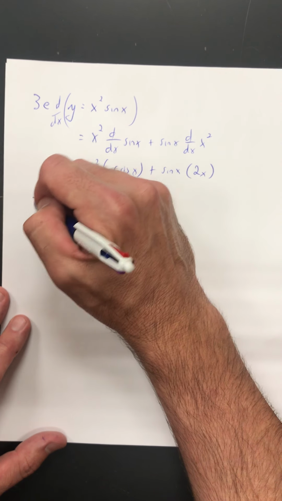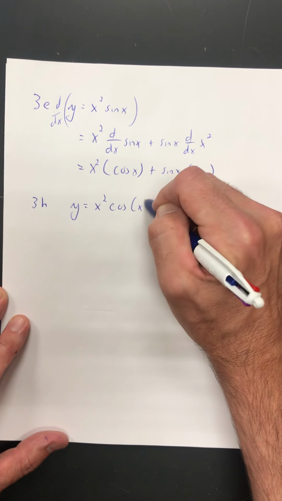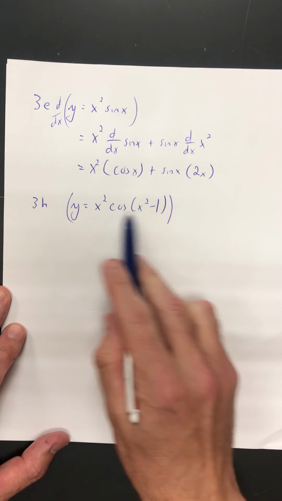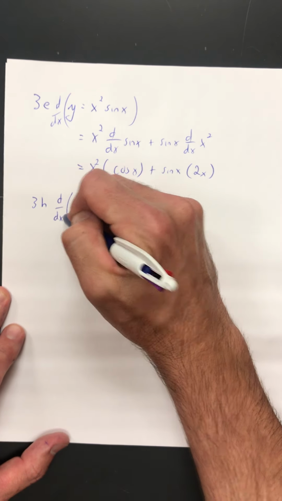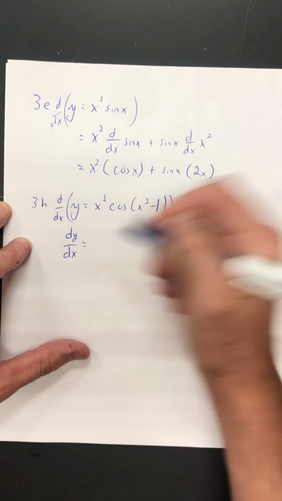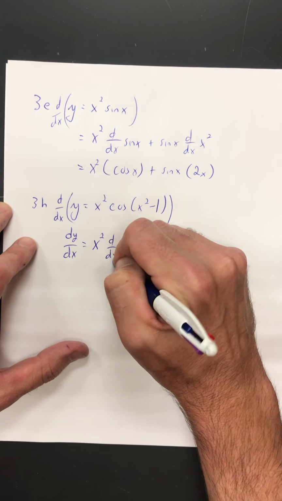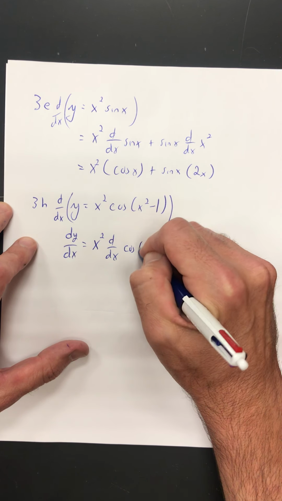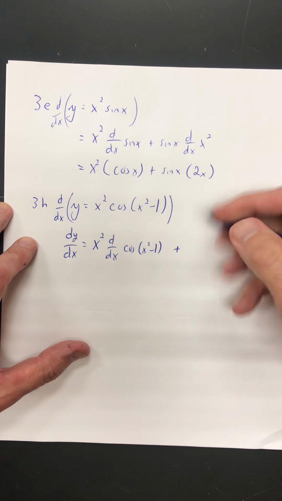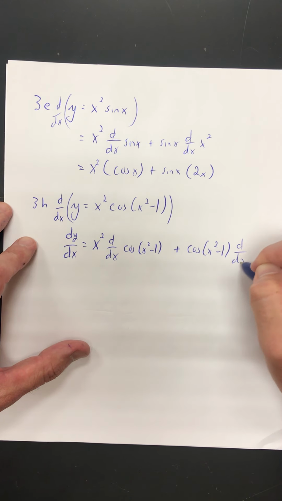All right, now moving on to 3H. I've got y is equal to x squared cosine of x squared minus 1. Looks like I've got another product, but I've also got something that's not a rule, so I'm going to have to combine some notations here, or some problems here. So the first thing I'm going to do is the product rule. So x squared times the derivative with respect to x of cosine of x squared minus 1. This is the thing I'm going to have to do the chain rule on, plus cosine of x squared minus 1 times the derivative with respect to x of x squared.